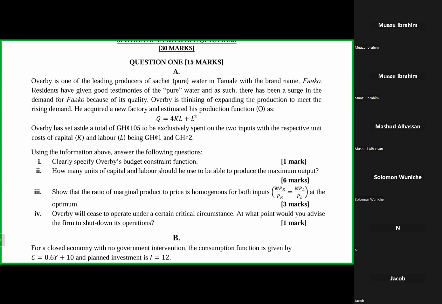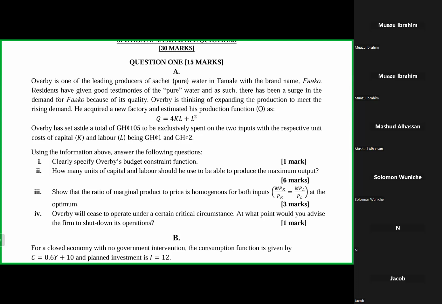2, how many units of capital and labor should he use to be able to maximize the production? To be able to produce the maximum output. Show that the ratio of the marginal product to price is homogeneous for both inputs at the optimum. Overby will cease to operate under certain critical circumstances. At what point would you advise the firm to shut down its operation?